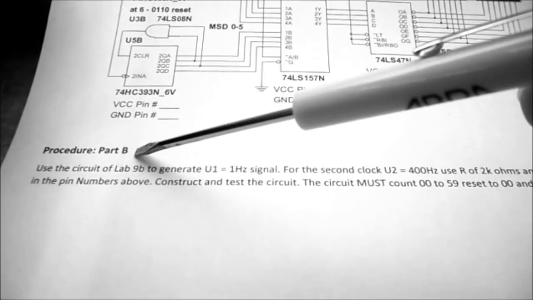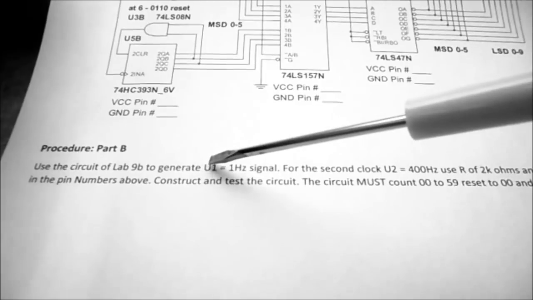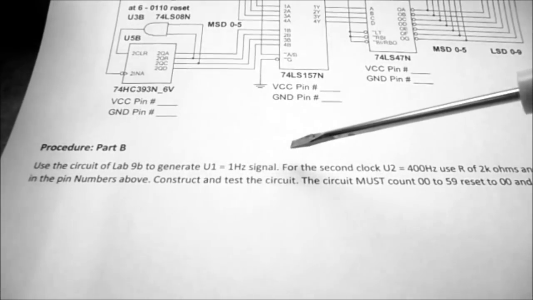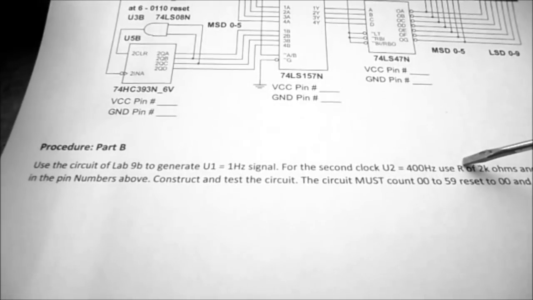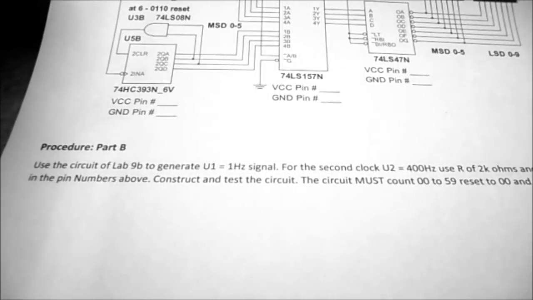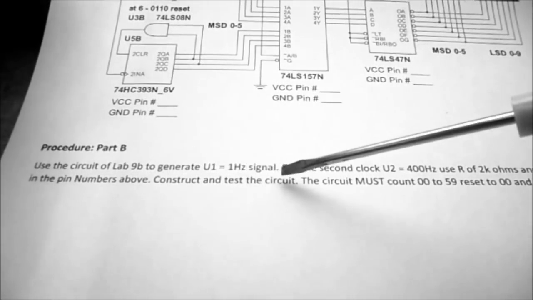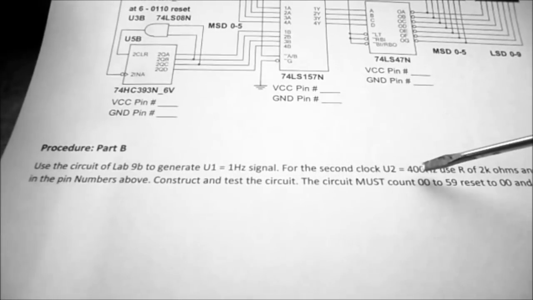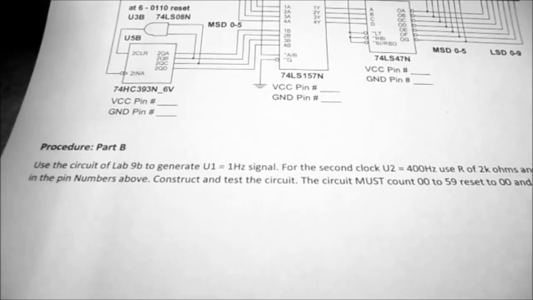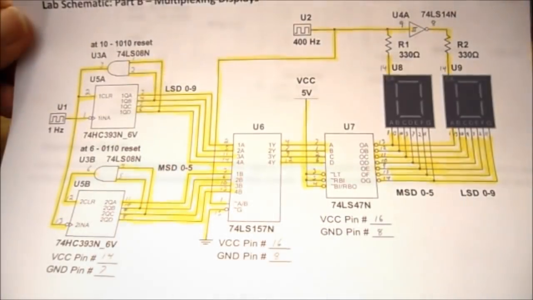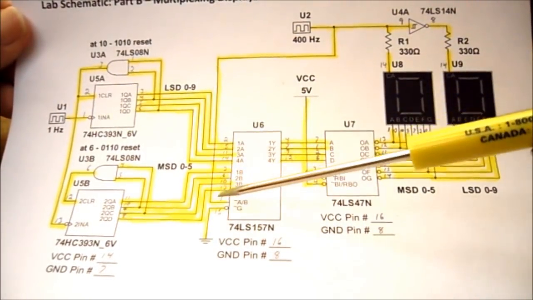So under the procedure for Part B, we're to use the circuit of Lab 9B to generate U1 at 1 Hertz. For the second clock, U2 at 400 Hertz, we're going to use an R of 2 k ohms and a C of 1 microfarad. We're to fill in the pin numbers, construct and test the circuit, and the circuit must count from 00 to 59, then reset back to 00 and count again. So for the schematic for Part B, you can see I've filled in all my pin numbers.